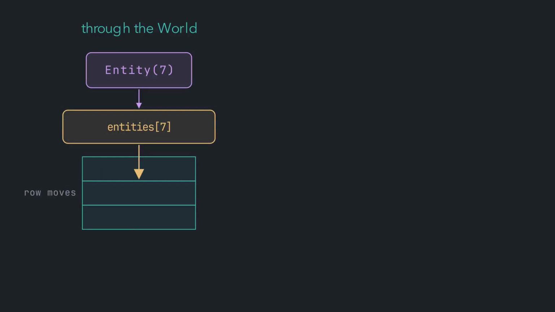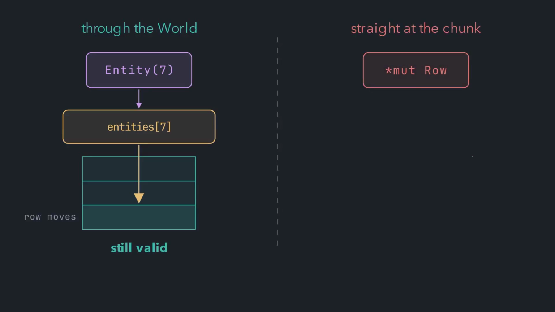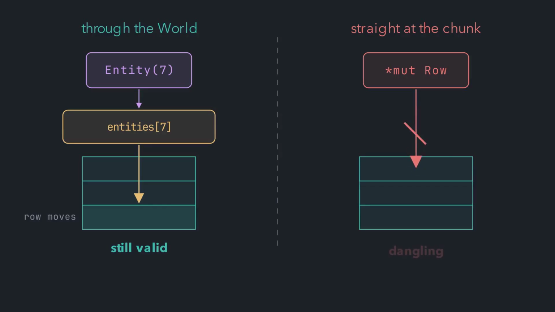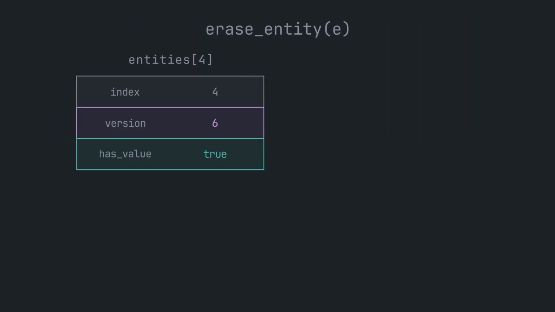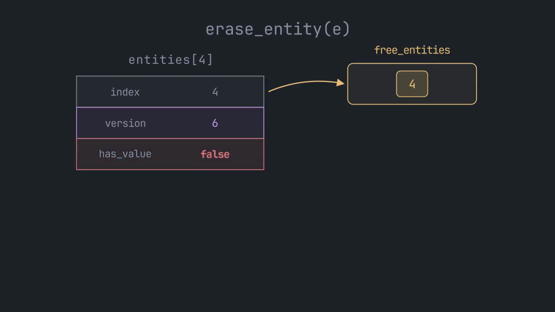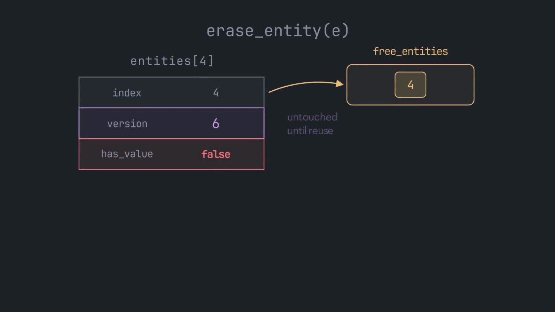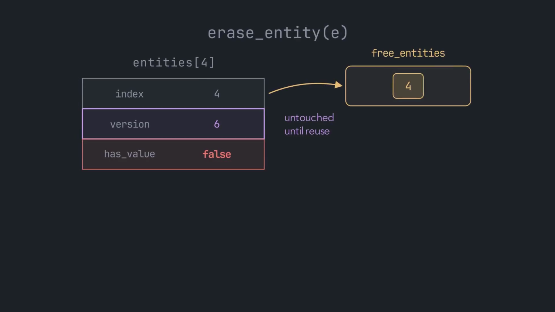This is the whole point of having an indirection layer at all. The chunk is free to reshuffle its rows for the sake of contiguity, and the entity holding a plain integer never notices. If a caller held a raw pointer into the chunk instead, that would break the first time anything got deleted. Erasing the slot itself is simple. Push the index onto free entities, clear has value. Leave version untouched until it gets reused.